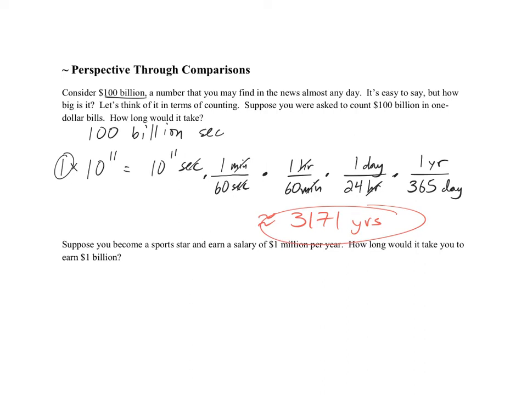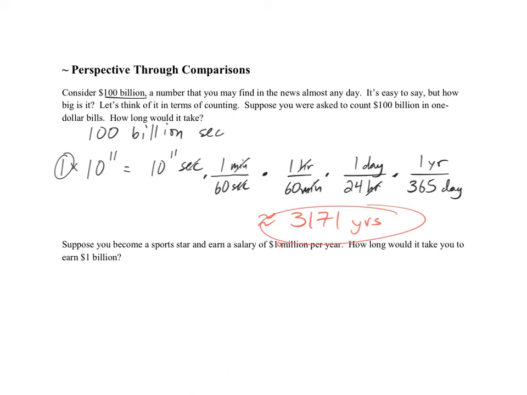So let's say in this next example, you become a sports star and earn a salary of $1 million per year. You know what? We're in whatever year this is, 2020. Let's make it 10 million per year. That's not unheard of. How long would it take for you to earn $1 billion?